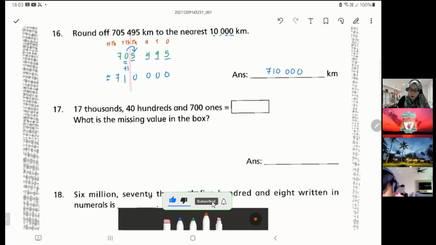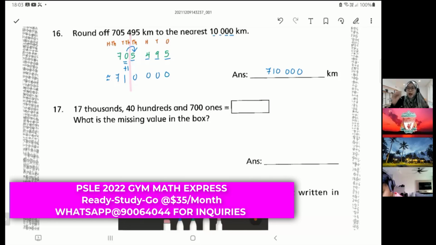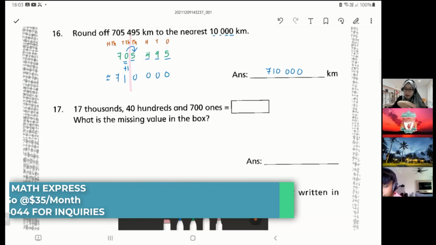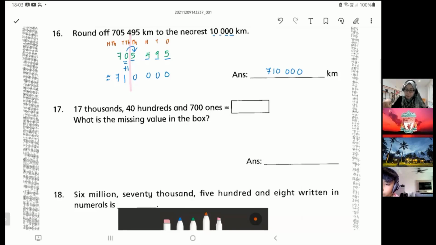17,000, 40 hundreds, and 7 ones is equal to what? I want the digits or numerals for these place values that are given. Okay, 17,000. Thousands, how many 0? 1, 2, 3. 40 hundreds. Hundreds, how many 0? 2. Ones, is there any 0? No. Leave it as 7.